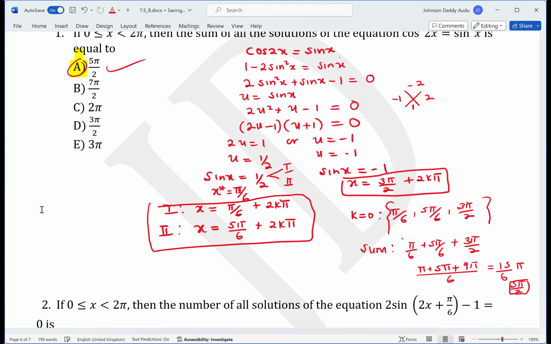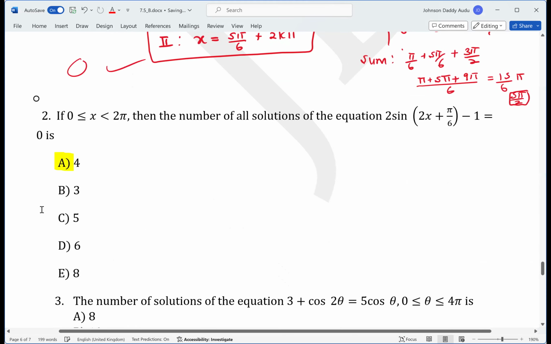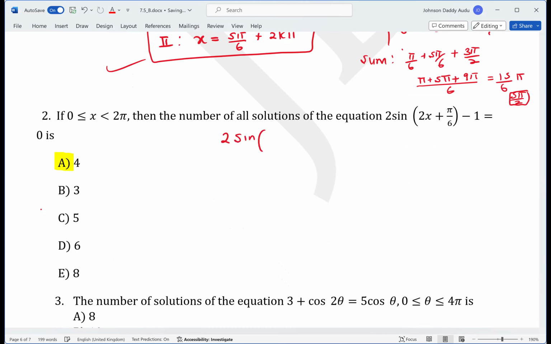So let's check for the second one. This is B. Now for B, we have this one. We're going to treat it the same way. We should just write this: 2 sine of 2x plus pi over 6 is equals to 1. Remember here you have minus 1 equals to 0. There is a 0 here, so transfer it. It means that sine of 2x plus pi over 6 is just going to be what? Half, right? It's going to be half.